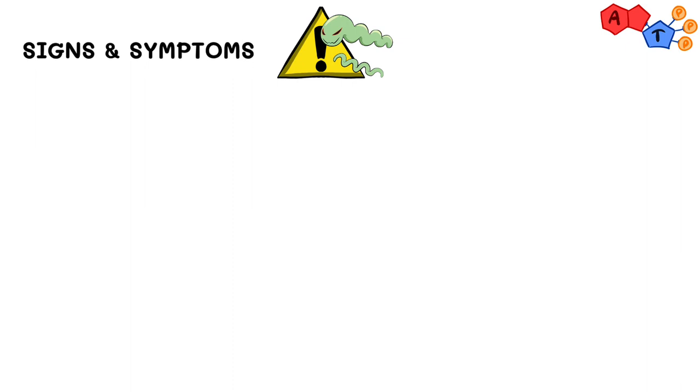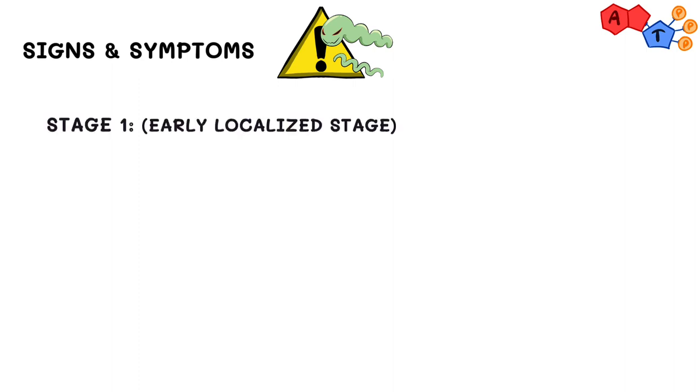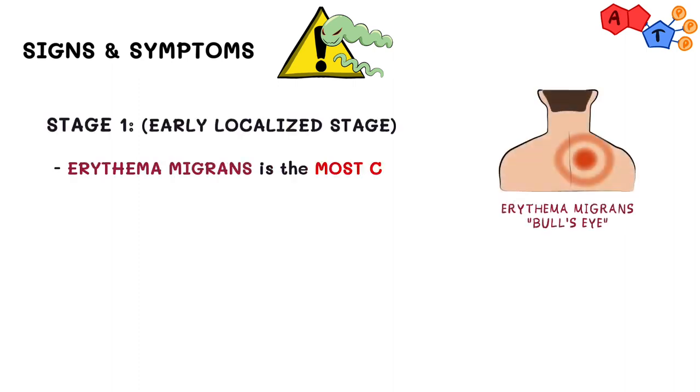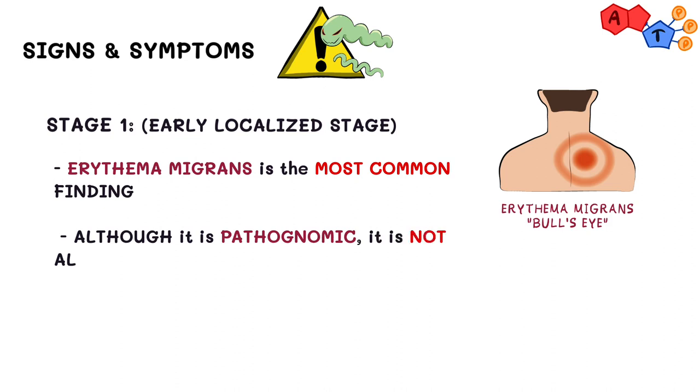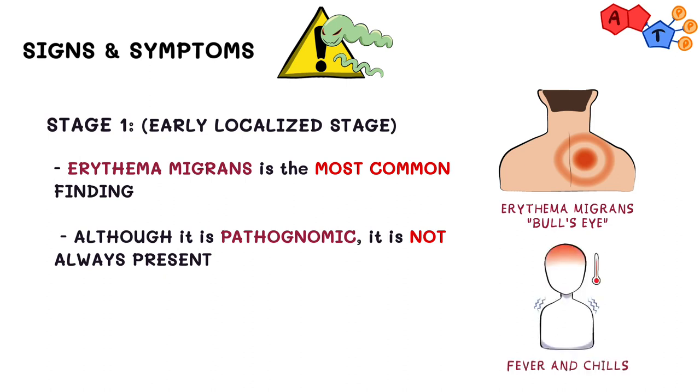Now we'll talk about the signs and symptoms of Lyme disease, which can be divided into 3 stages. In stage 1, which is the early localized stage, erythema migrans represents the most common finding, which is an expanding erythematous macular rash that often has a target or bullseye appearance. Keep in mind that although this bullseye configuration is pathognomonic for Lyme disease, it's not always present. Moreover, the rash at this stage may sometimes be accompanied by nonspecific flu-like symptoms, such as fever and chills.